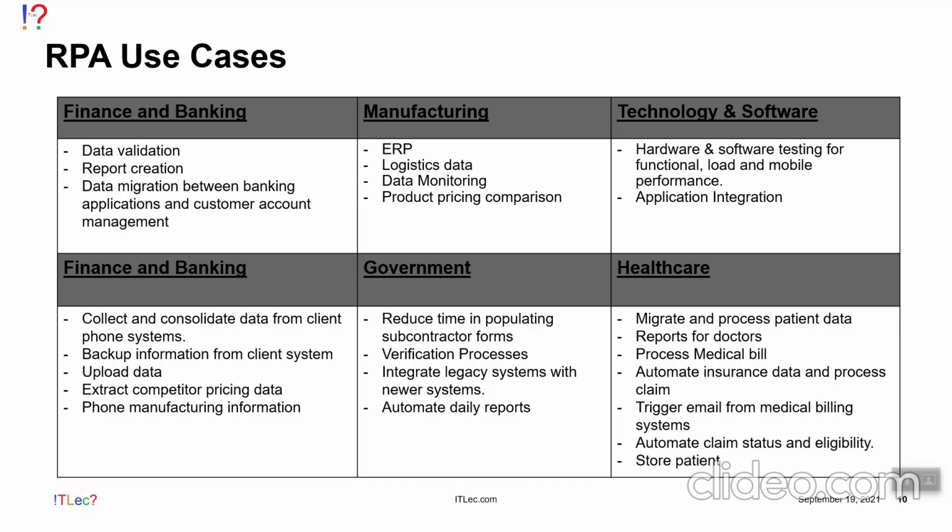In telecom, we can collect and upload data and extract competitor pricing data. In government, it can verify processes, integrate legacy systems with newer systems, and automate daily reports. In healthcare, it can generate reports for doctors, trigger emails from medical billing systems, and automate claim status and eligibility. A lot of things actually RPA can achieve.